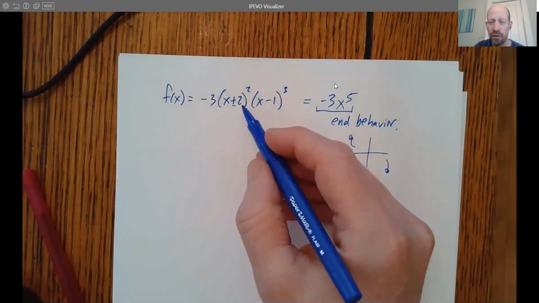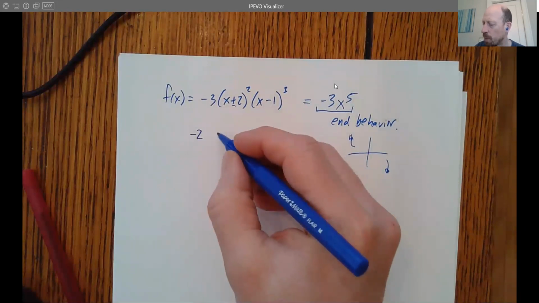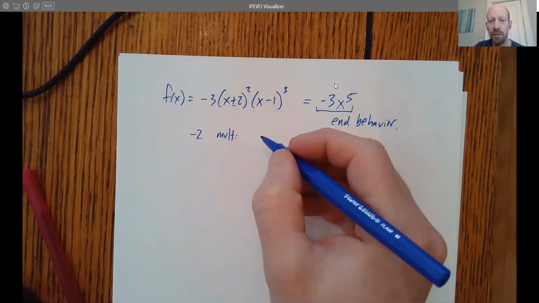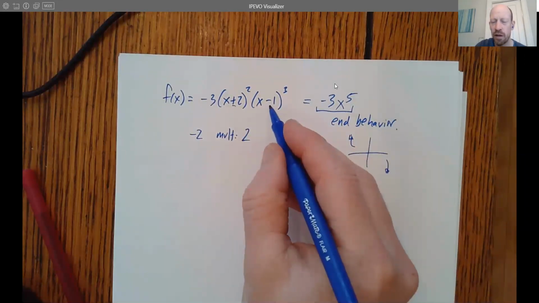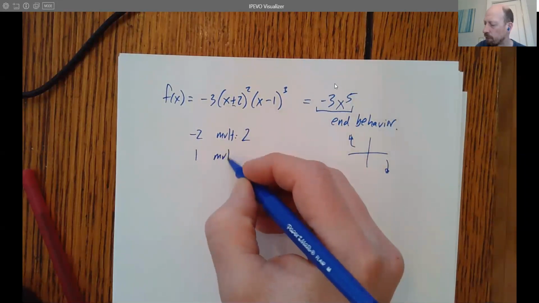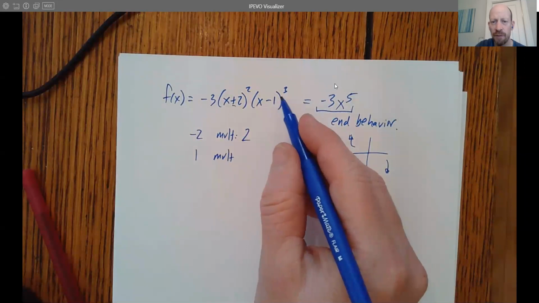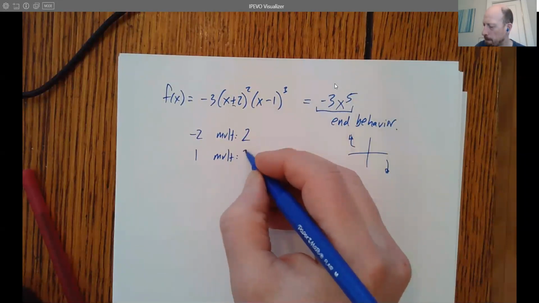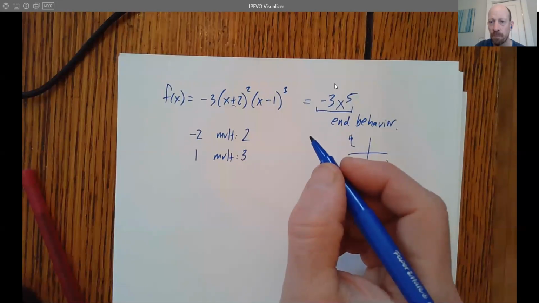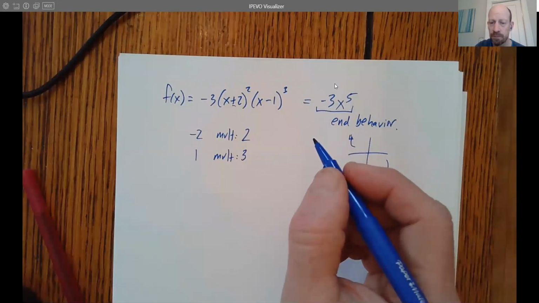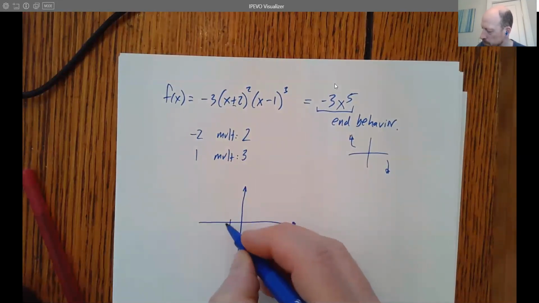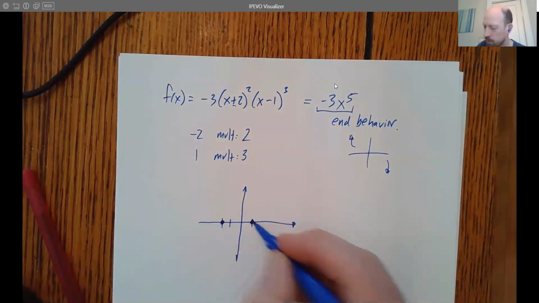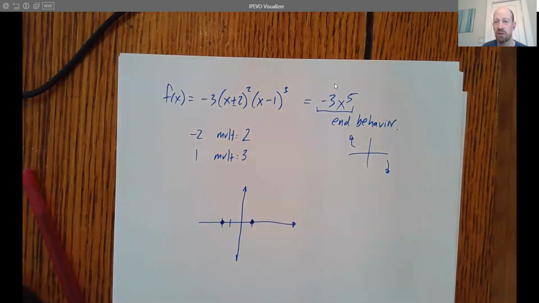I also know the zeros, right? -2 is a 0, and the multiplicity is 2. Right here, 1 is a 0. And the multiplicity of 1 is 3. Those are my only two zeros. Right, so I know there are zeros, so it touches at -2 and at 1.